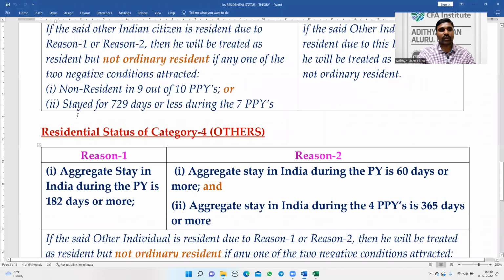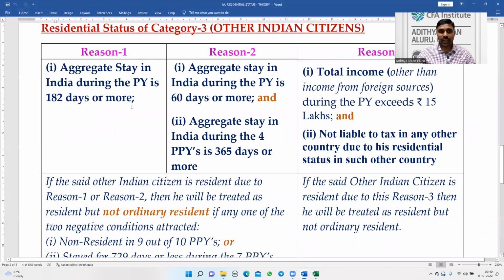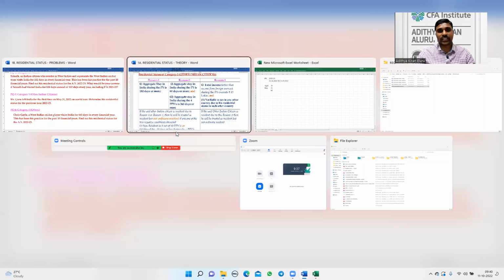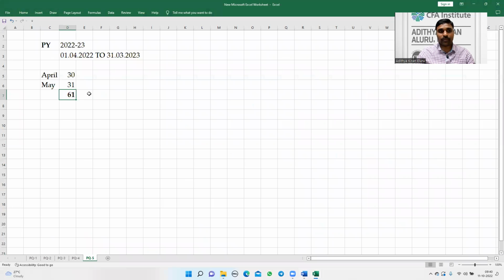Obviously, he did not satisfy the first reason, which is 182 days. Look at the second reason, 60 days or more. This reason is satisfied: in the relevant previous year he stayed 61 days.